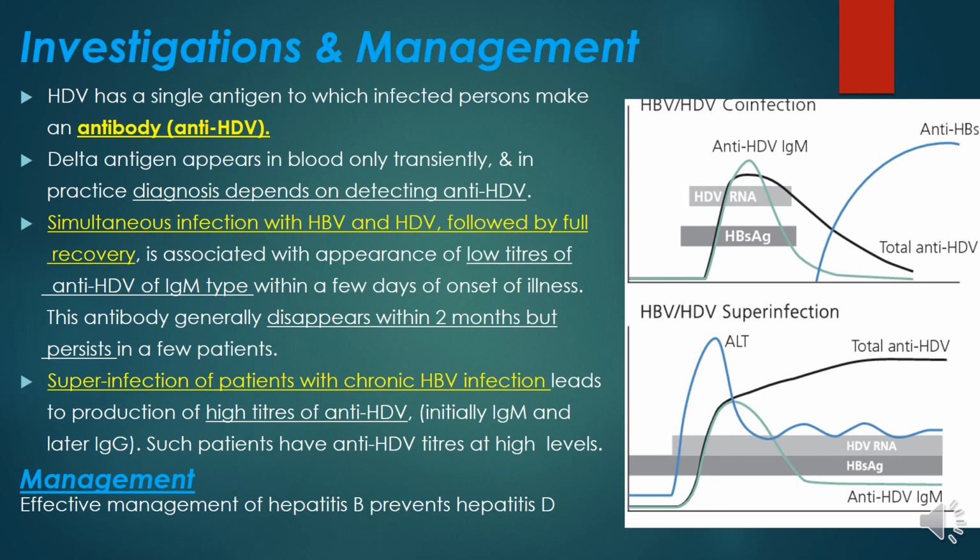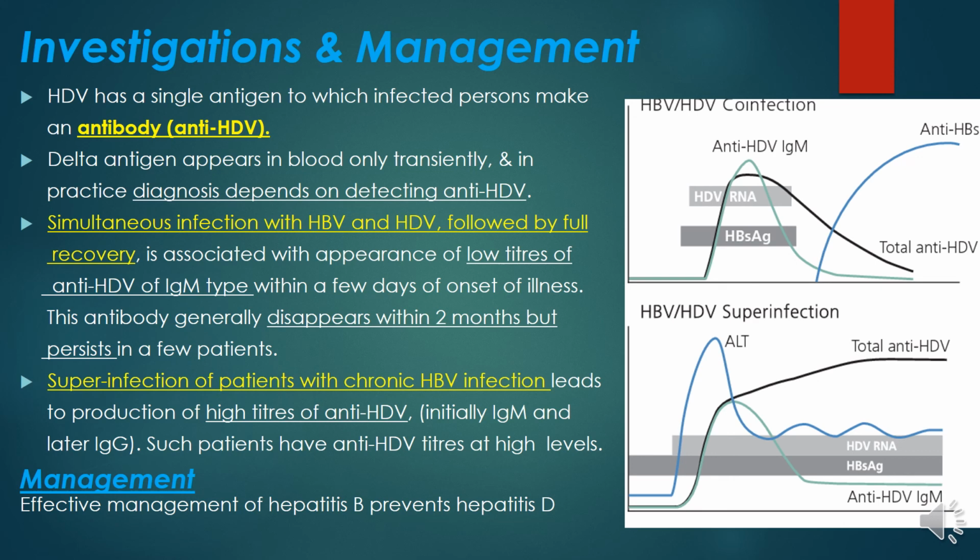Investigations show that hepatitis D virus has a single antigen to which the infected person makes antibody, anti-HDV, and delta antigen appears in the blood only transitorily, and in practice diagnosis depends upon detecting the anti-hepatitis D virus antibody. Simultaneous infection with hepatitis B and D followed by full recovery is associated with the appearance of a low titer of anti-hepatitis D virus of IgM type within a few days of onset of illness, and the antibody generally disappears within 2 months but persists in a few patients, as you see in the upper graph.